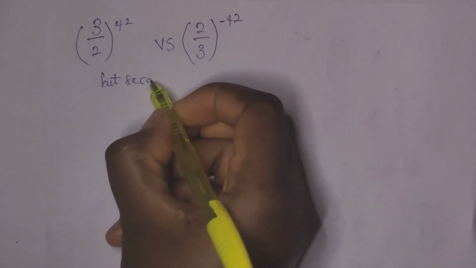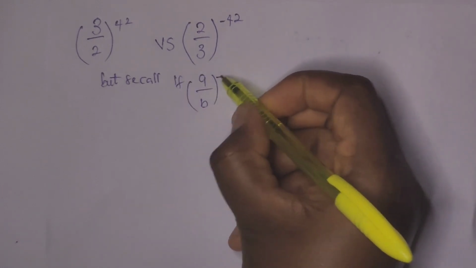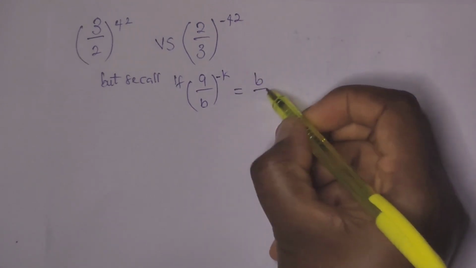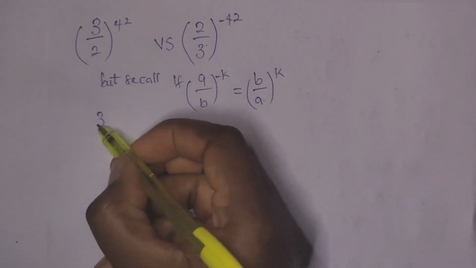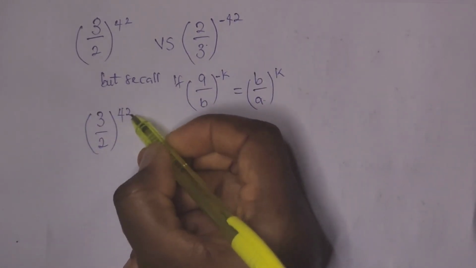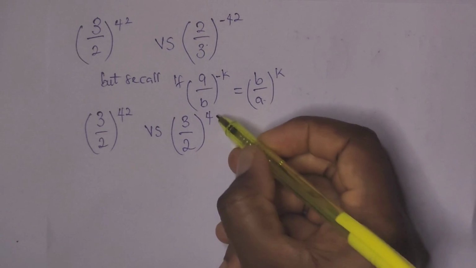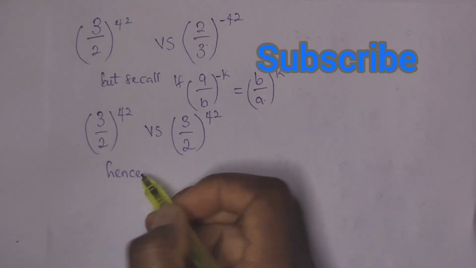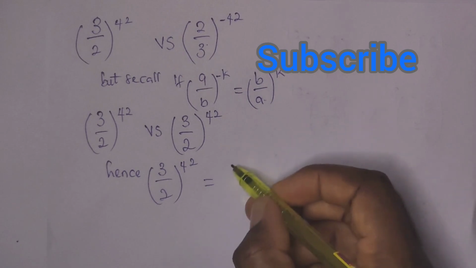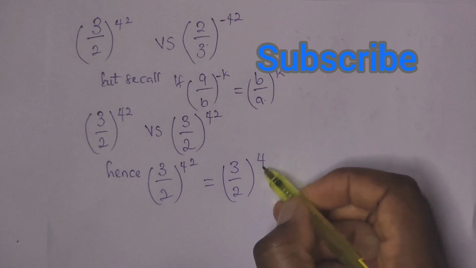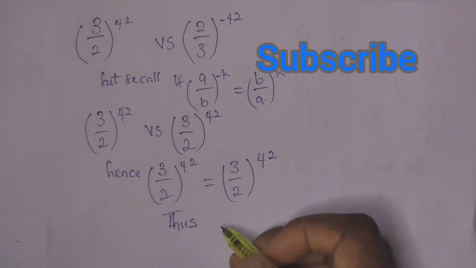But recall, if (a/b)^(-k), this is the same as (b/a)^k. So applying this rule here, we have (3/2)^42. We then have (3/2)^42. Hence, 3/2, thus.